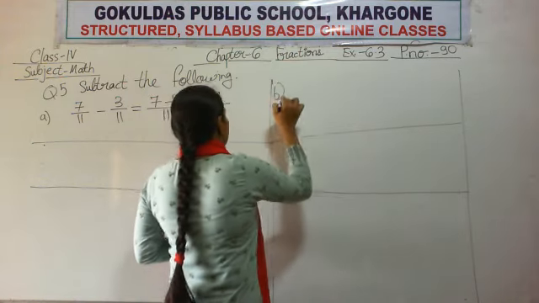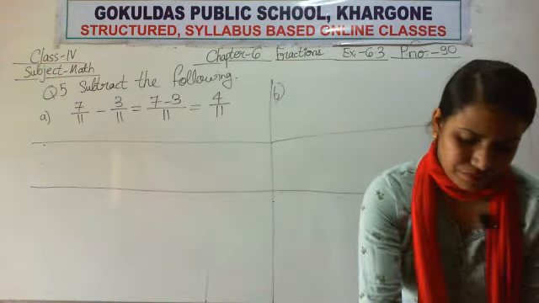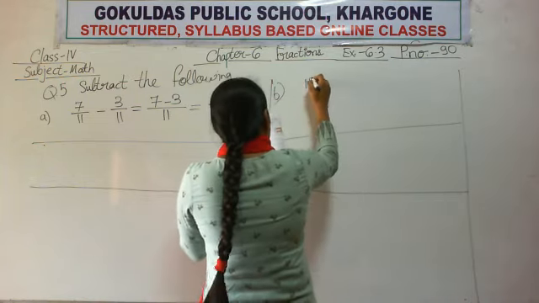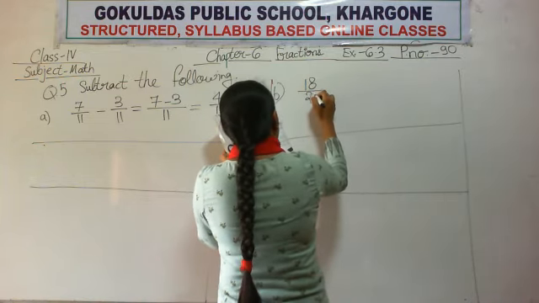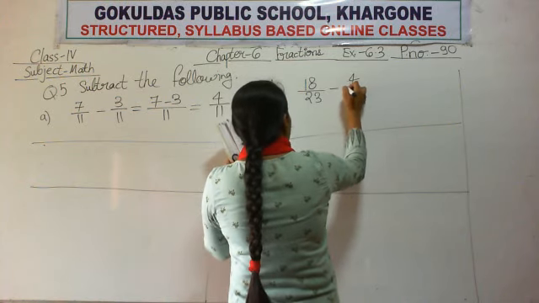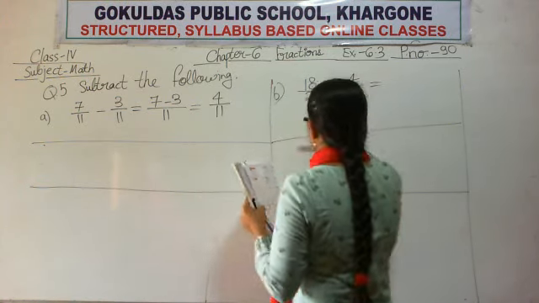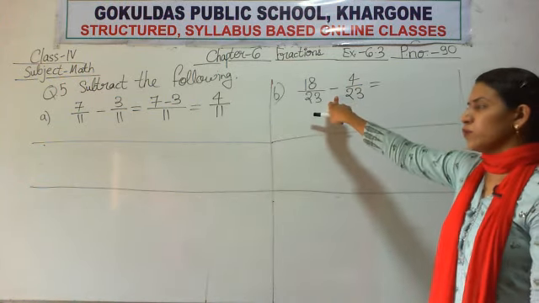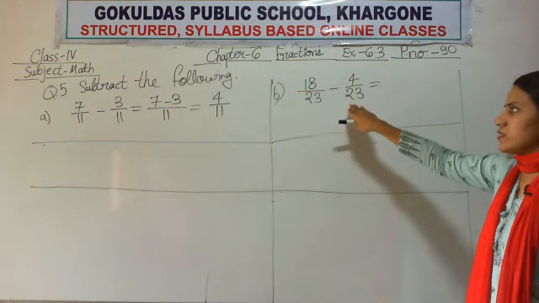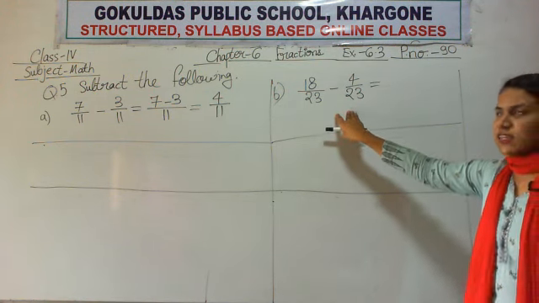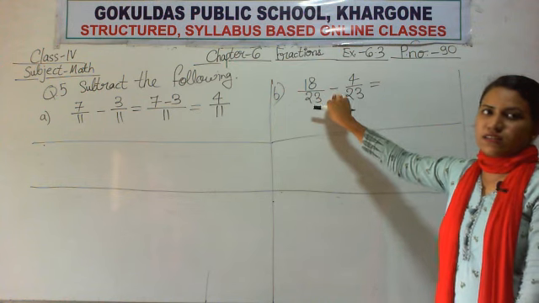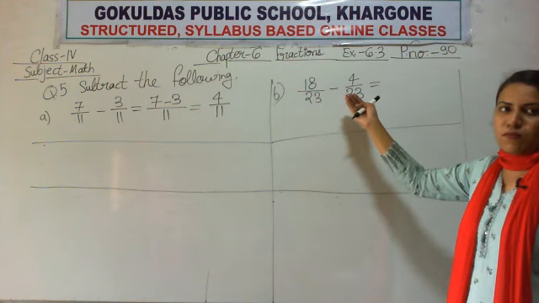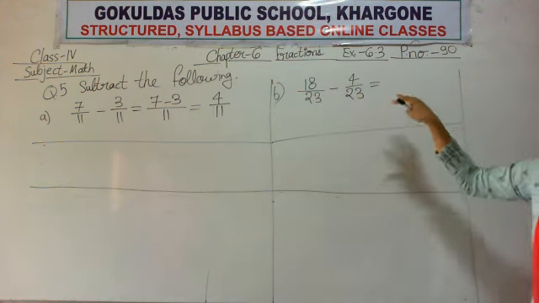Now question number B. The given fraction is 18 upon 23 minus 4 upon 23. 2 fractions are given. You want to perform subtraction here. So for subtraction, nothing is changed, just the sign is changed. In addition, we add the numbers. In subtraction, we subtract them.